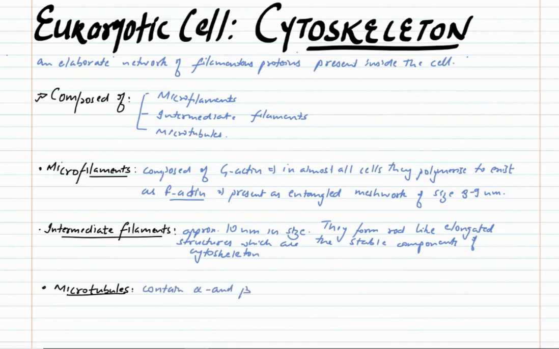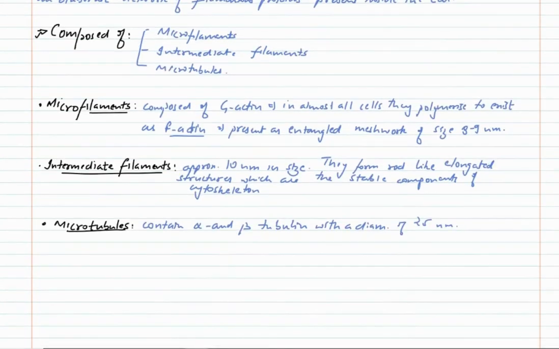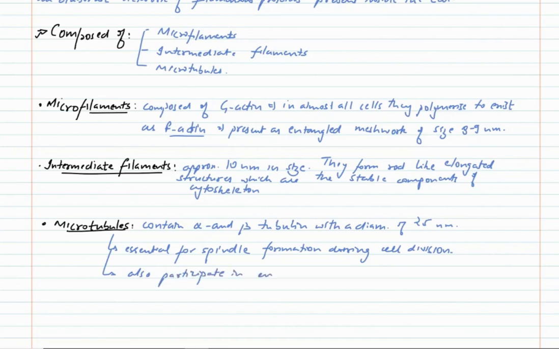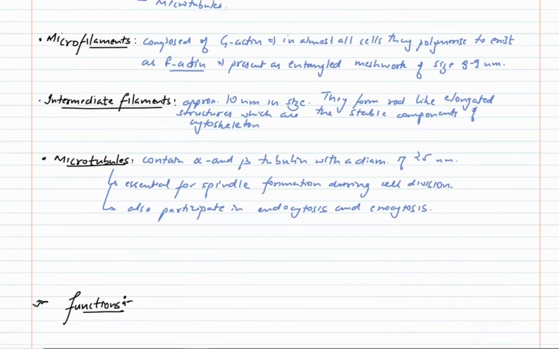The microtubules are composed of alpha and beta tubulin with a diameter of approximately 25 nanometers. These microtubules are essential for spindle formation during cell division. They also participate in endocytosis, that is movement of substances inside the cell, and exocytosis, that is movement of substances outside the cell.